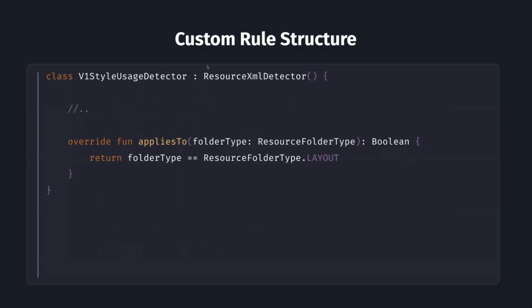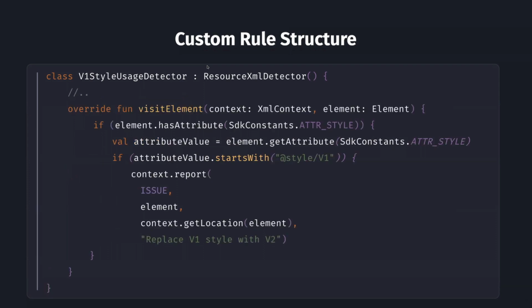The next method is the applies to, and you get a folder type as a parameter. Here we can narrow down a scope like I mentioned earlier, and we return true only if the folder type is actually a layout folder. Again, we are using constants here. Now, when both the previous criteria are met, that inside a layout file, the detector finds a text view, it enters this method called visit element.